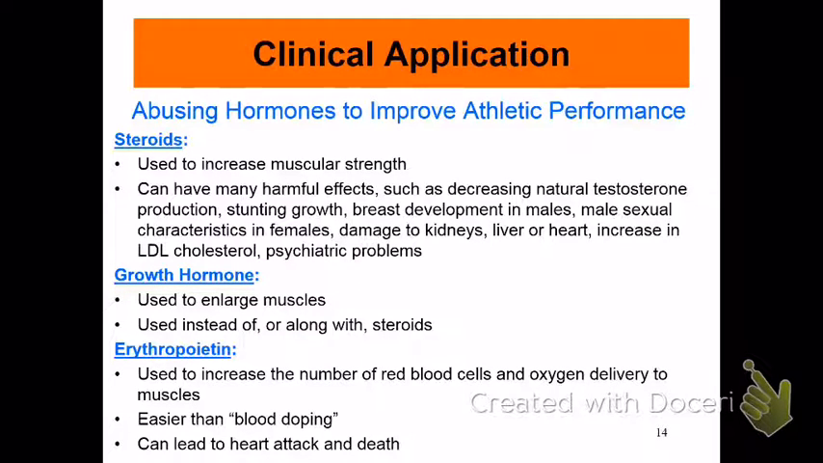And erythropoietin, now I might be wrong, y'all Google it when you get a chance, but I think that's what the bicyclist Armstrong was using, right? It's used to increase the number of red blood cells and oxygen delivery to the muscles. Erythropoietin is a hormone that your body naturally makes to regulate your red blood cells. Well, he was taking it to increase the amount of oxygen. Red blood cells carry oxygen, so that he could ride his bicycle longer.